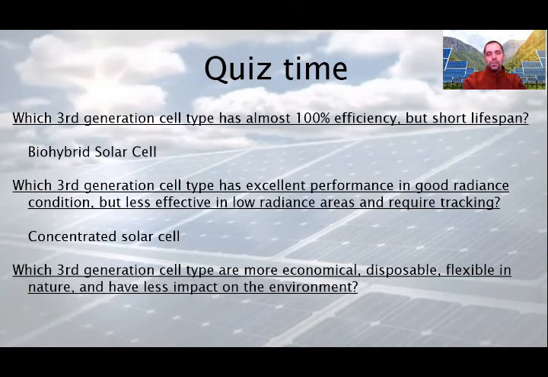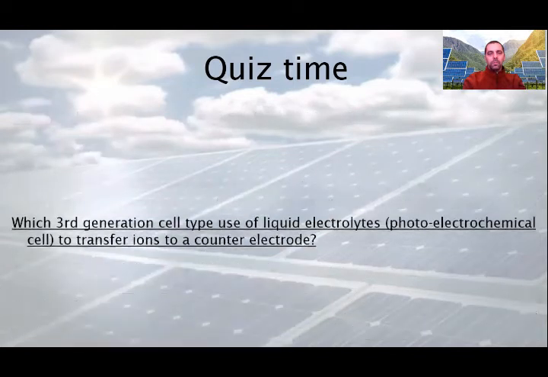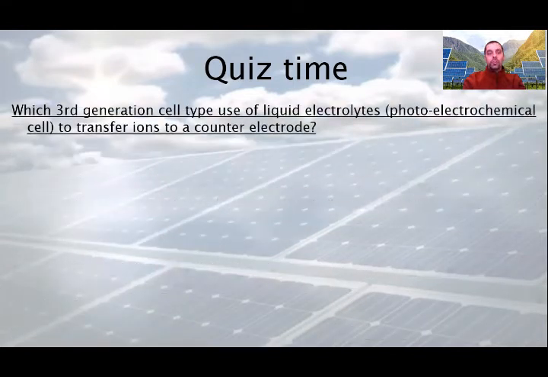Which third generation cell type is more economical, disposable, flexible in nature, and has less impact on the environment? This is the polymer solar cell. Which third generation cell type uses liquid electrolytes, a photoelectrochemical cell, to transfer ions to a counter electrode? This is the dye-sensitized solar cell.